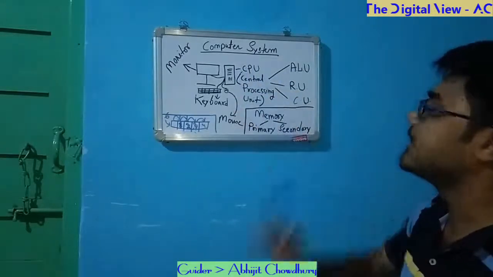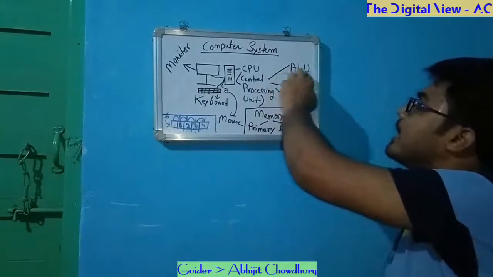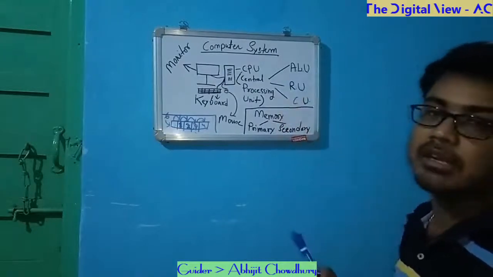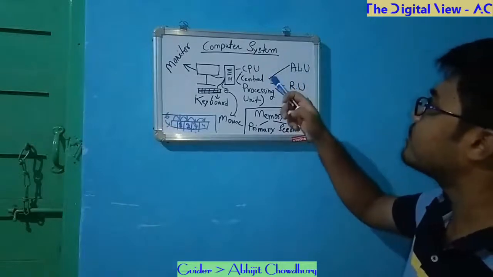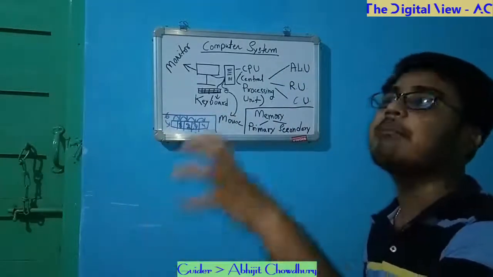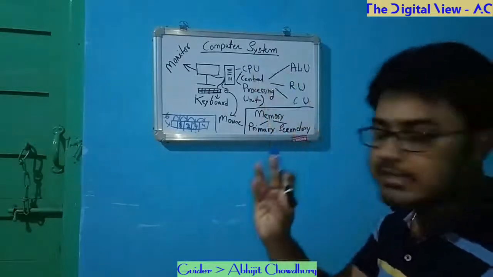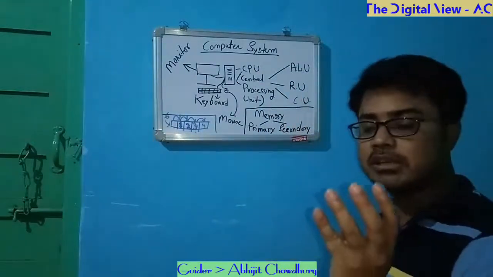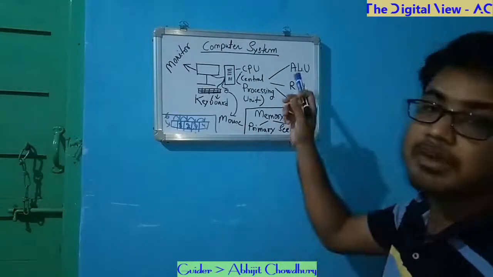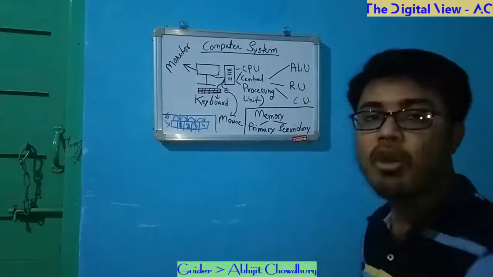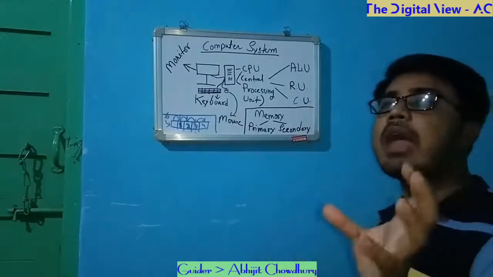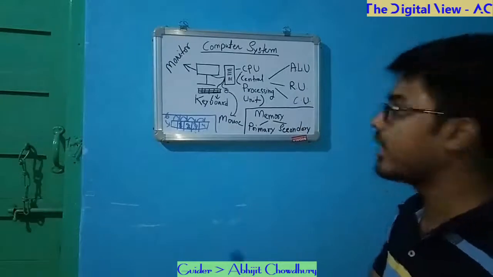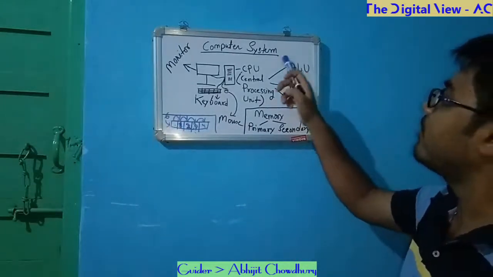That means the CPU has three parts. One part is the ALU, the Arithmetical and Logical Unit. This unit performs all arithmetical operations, meaning mathematical operations: addition, subtraction, multiplication, division, etc. Logical means, you all know what the logical operations are. The computer also has the concept of AND, OR, NOT. This AND, OR, NOT concept is performed by the logical part. All logical and arithmetical operations are performed by this unit.